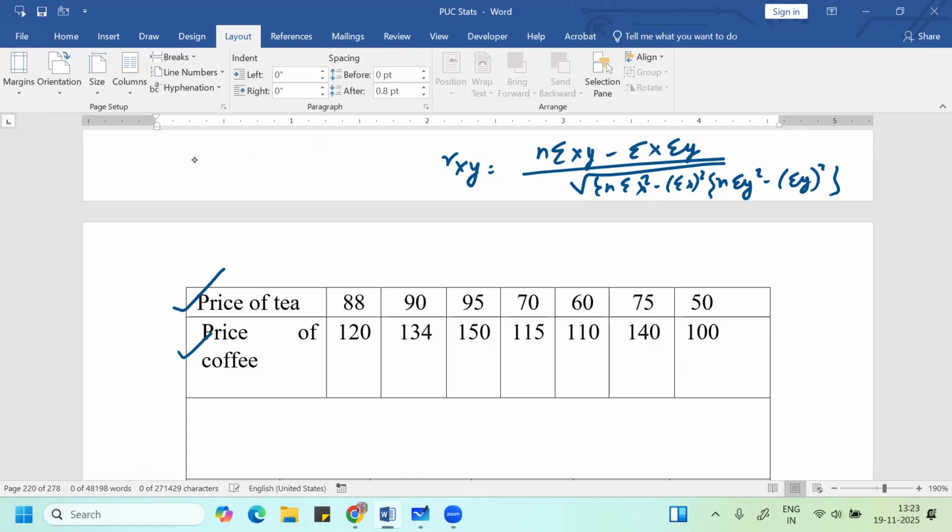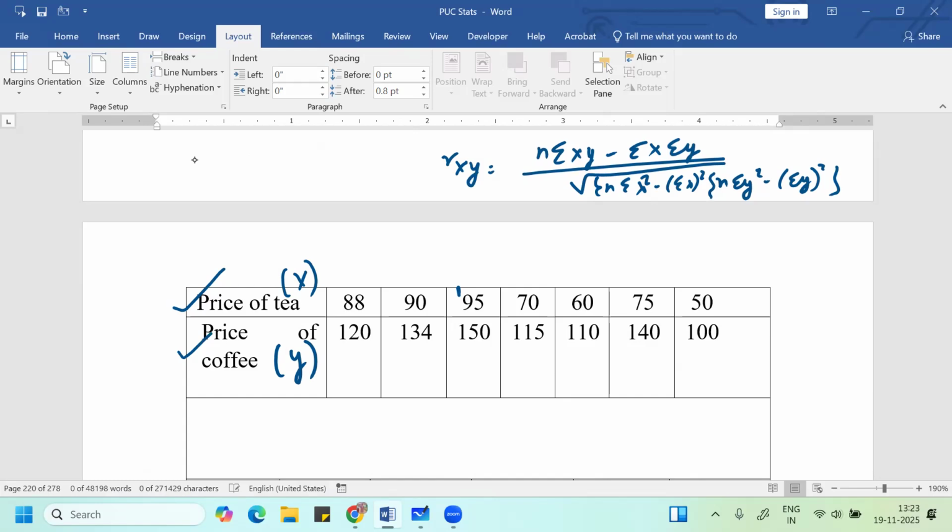If you understand the word Spearman rank correlation, the important word you have to understand here is rank. For these values, whatever the price of tea or coffee is given, suppose this is X and this is Y, we'll give them ranks. The first rank will be given to the highest value. Which is the highest? 95 is the highest in this row, so this is rank 1.